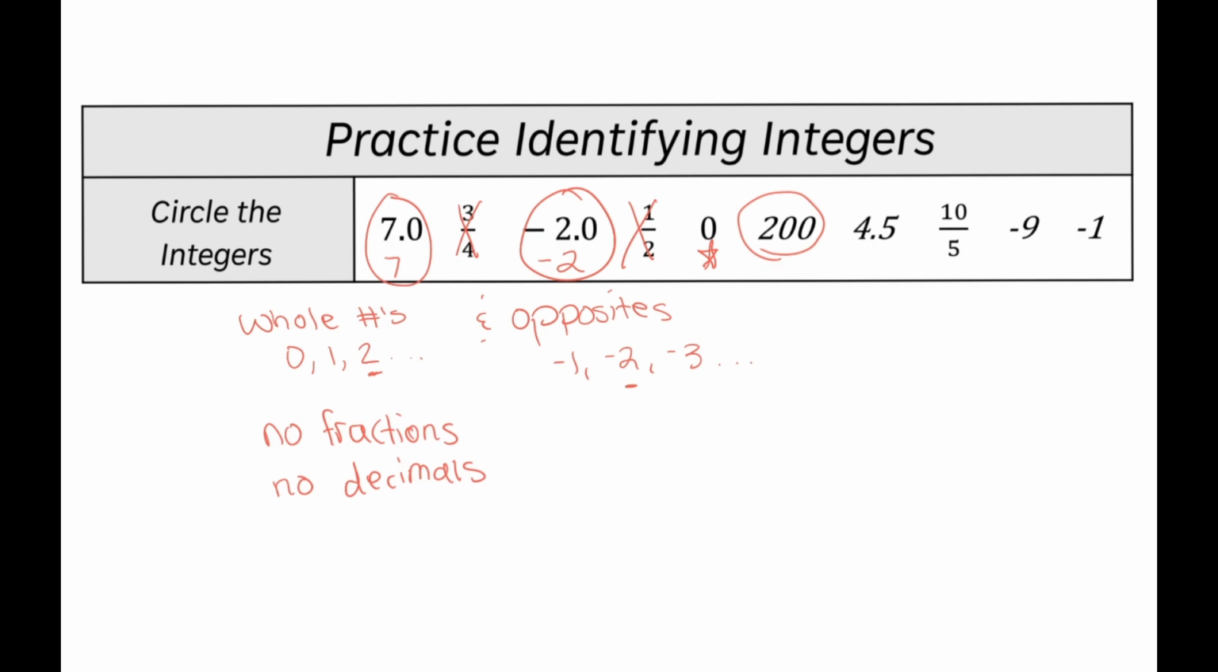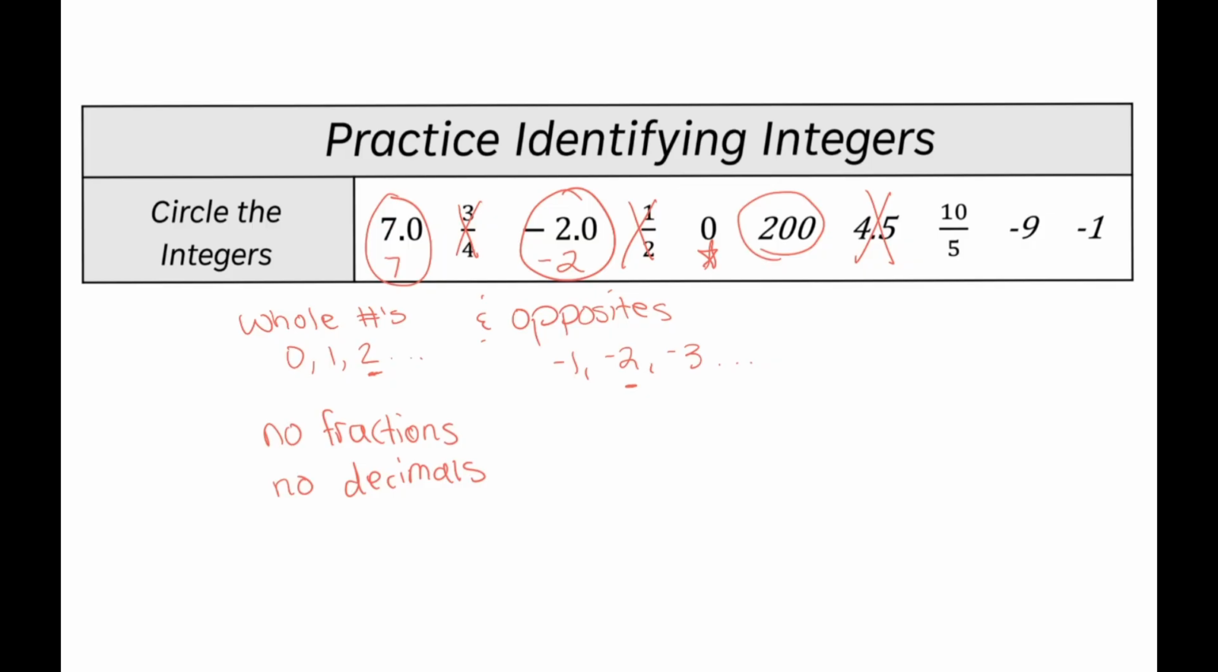Now we have 4 and 5/10. This is not an integer. It is between 4 and 5. 4 is a whole number and 5 is a whole number, but 4.5 or 4 and 5/10, that is not an integer.